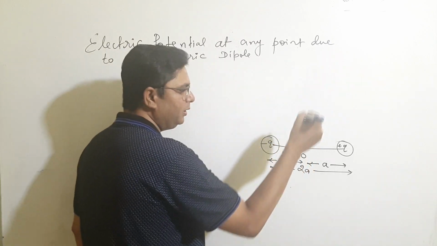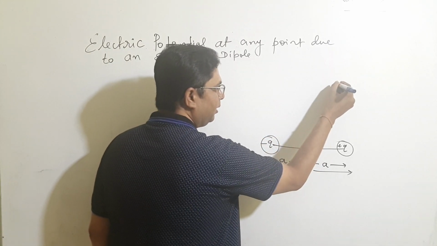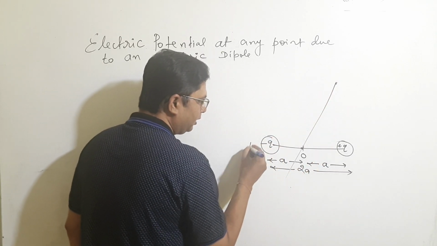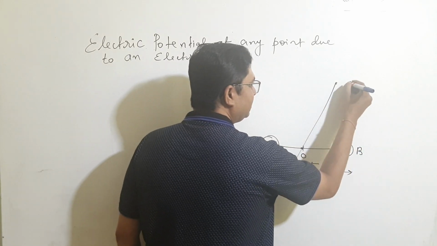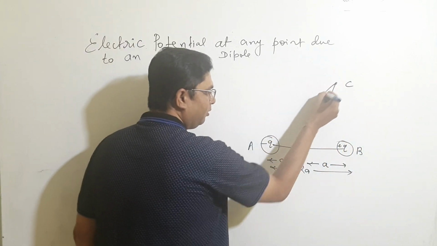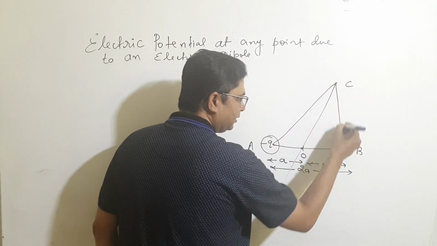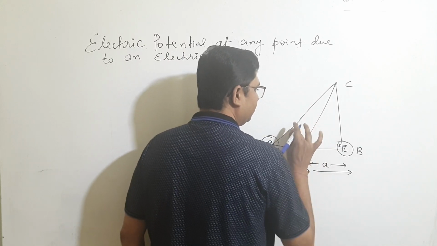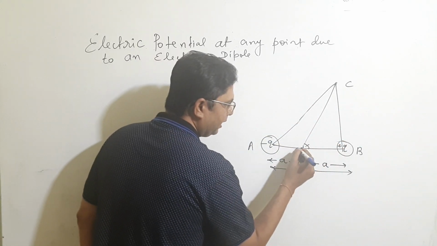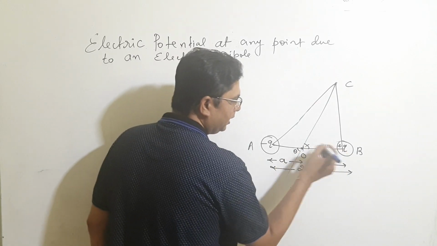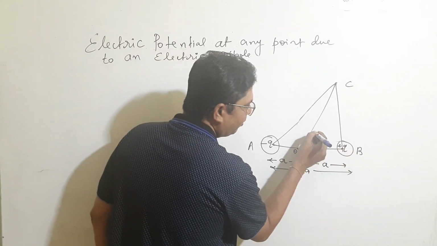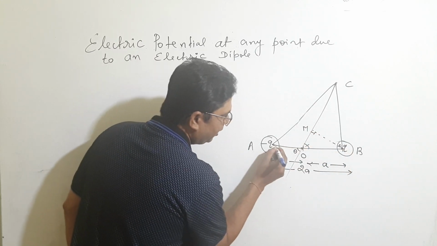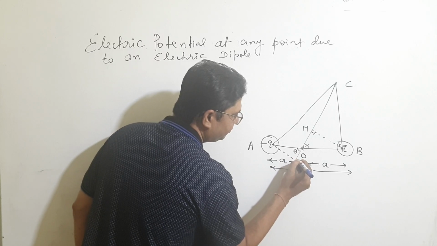Now let us take any point, and join this point to the center. Let the points be A, B, and let this point be C. Join the point C to A and C to B. These angles are the same, this is theta, vertical opposite angle. Let us draw a perpendicular from here, this is M. Draw a perpendicular from here, this is N.